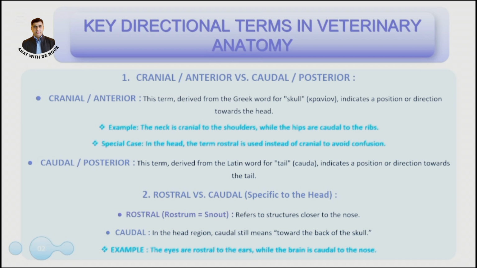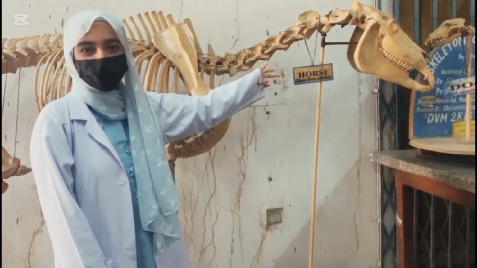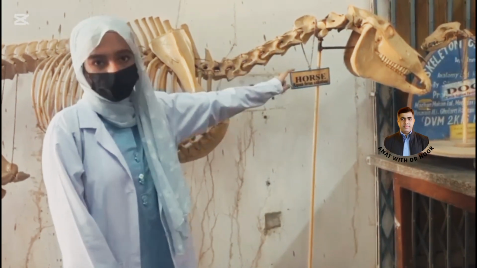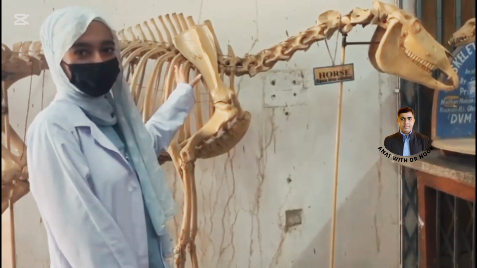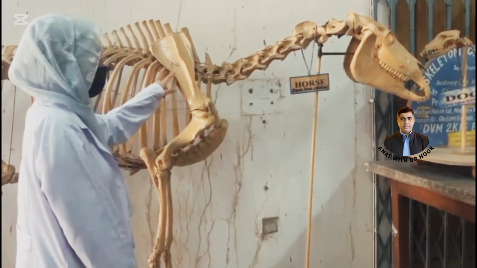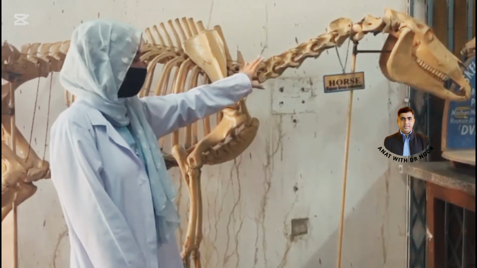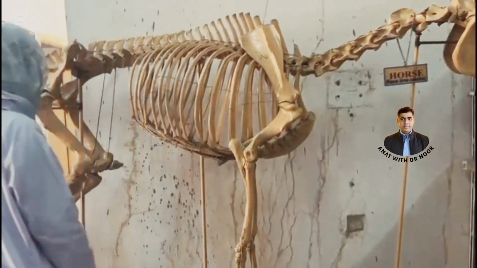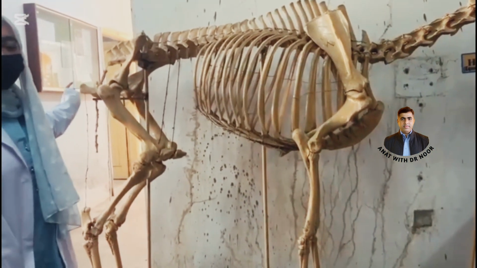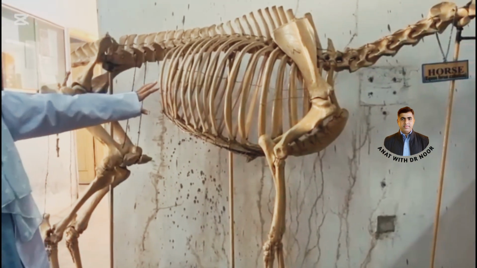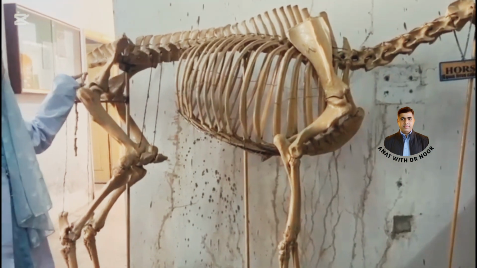First of all, there is cranial or anterior versus caudal or posterior. Cranial or anterior. This term, derived from the Greek word for skull, cranion, indicates a position or direction towards the head. In special cases in the head, the term rostral is used instead of cranial to avoid confusion. For example, the neck is cranial to the shoulders. The second is caudal or posterior. This term, derived from the Latin word for tail, cauda, indicates a position or direction towards the tail. Hips are caudal to the ribs.